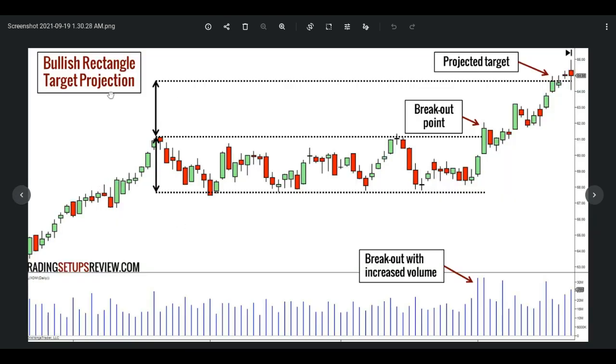And here is a bullish rectangle pattern.